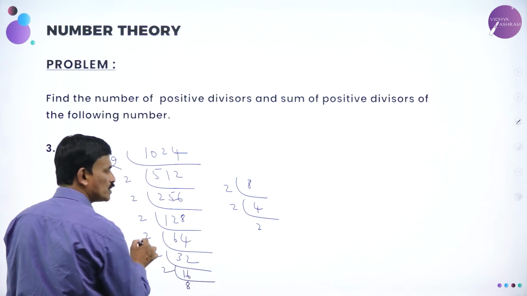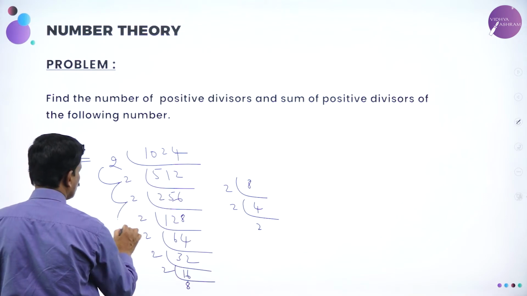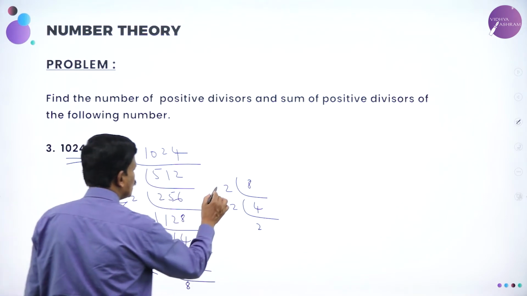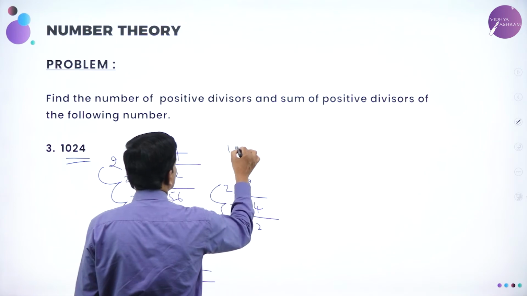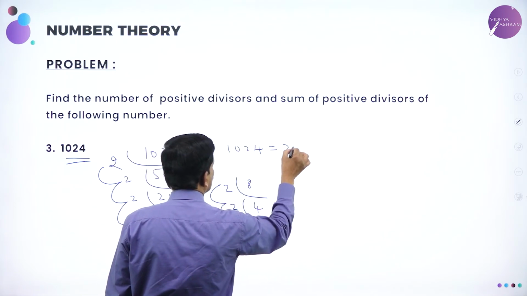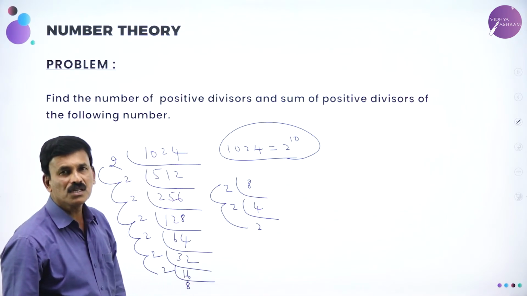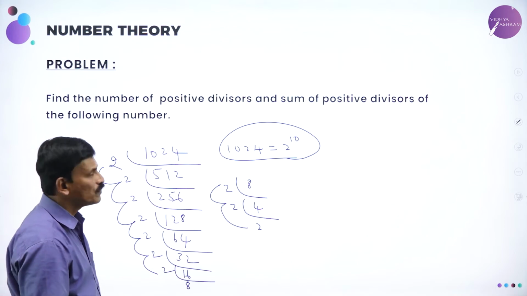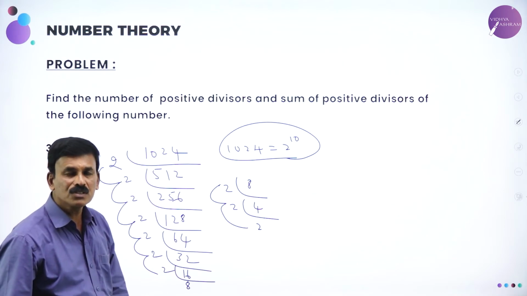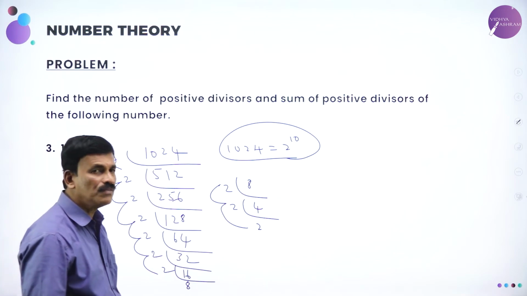So what is the value we are going to write? 2 into 2, counting 1, 2, 3, 4, 5, 6, 7, 8, 9, 10. So 1024 is always equal to 2 to the power of 10. This is the standard result, you know. Straight away you can write 1024 as 2 to the power of 10.